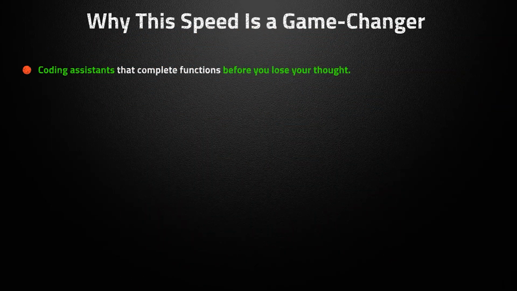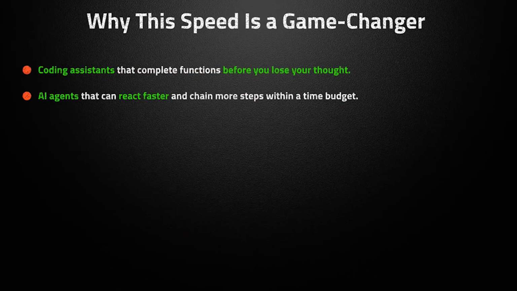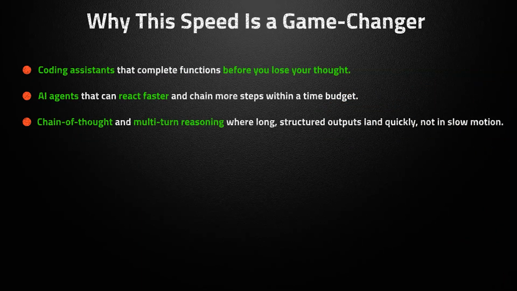Having ultra low latency changes the user experience. You can have coding assistants that complete functions before you lose your thought. You can have AI agents that can react faster and chain more steps within a time budget. Chain of thought and multi-turn reasoning, where long structured outputs land quickly, not in slow motion. Ultra low latency changes user experience.